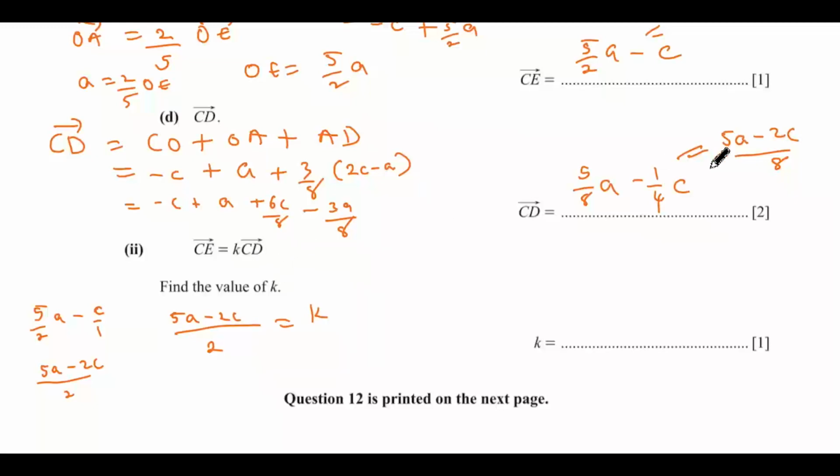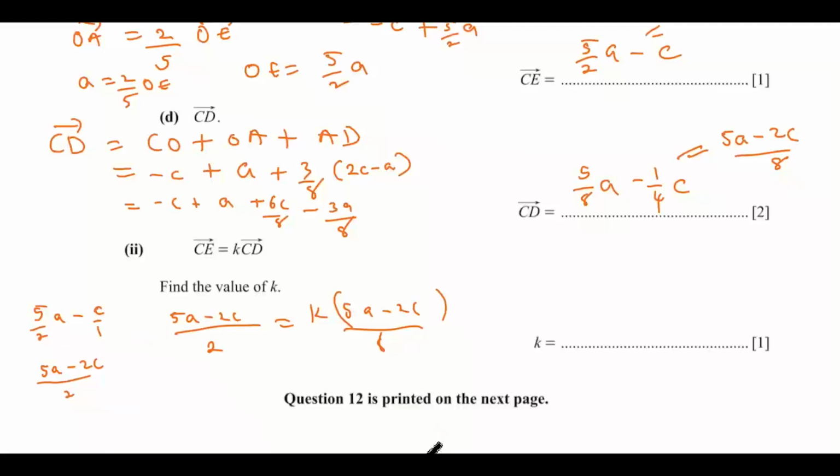Then CD is this. Just like the way I rewrote CE to be this, you can also rewrite this one as this, which has been written here for you. It will be equal to 5a minus 2c over 8. You can put this one in brackets. So from here, what you need to do is to divide this one by this, because you need to make k the subject of the formula.